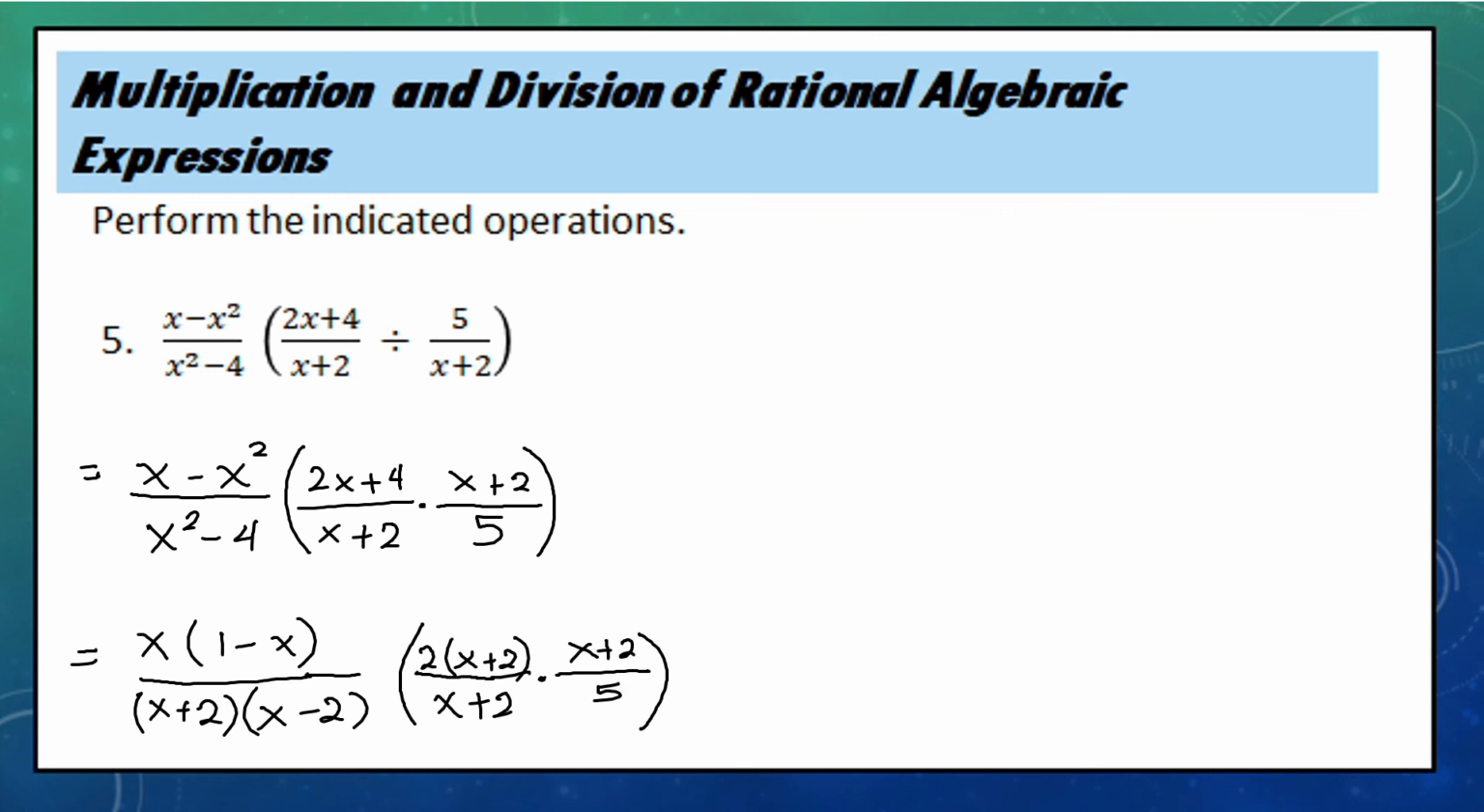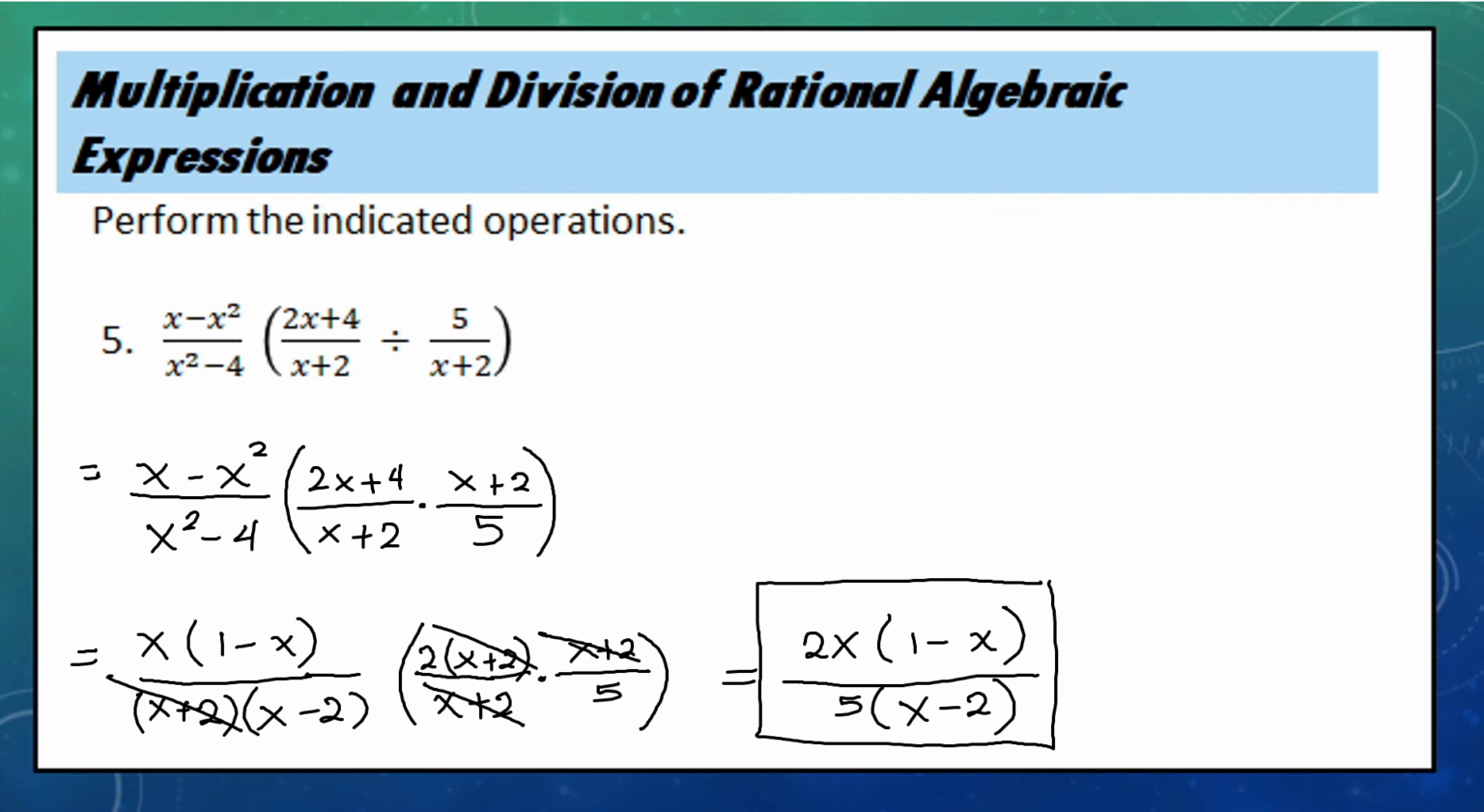Now we can apply cancellation, so let's find out. x plus 2, right away you can see this is the same binomial, so you can cancel that. Then another x plus 2 here, and x plus 2 here. So there's nothing to cancel anymore. We can write now our final answer. In the numerator, we have 2 and x, so you multiply that to get 2x, and then copy 1 minus x, over 5 times the quantity of x minus 2. So that's our final answer for number 5.